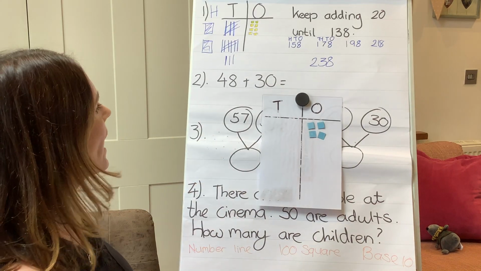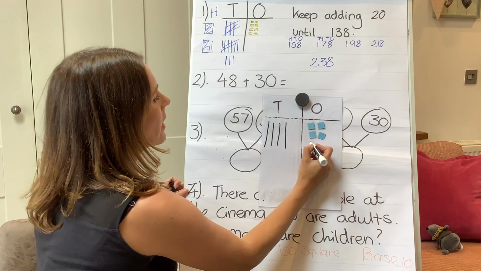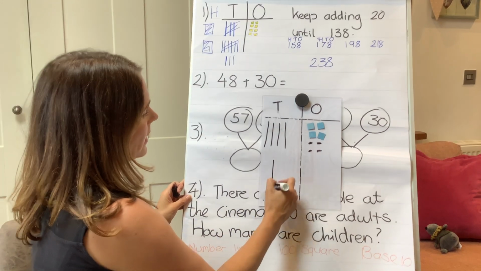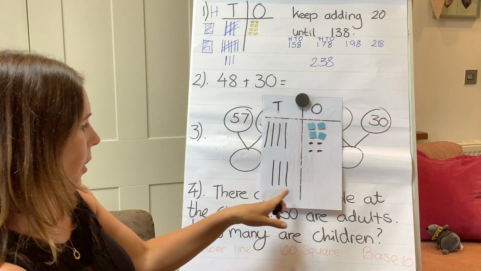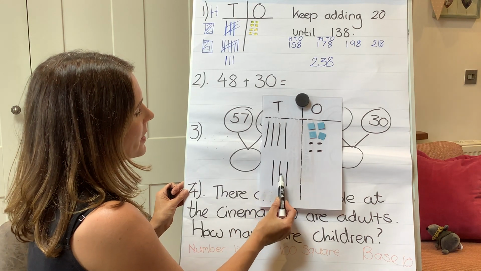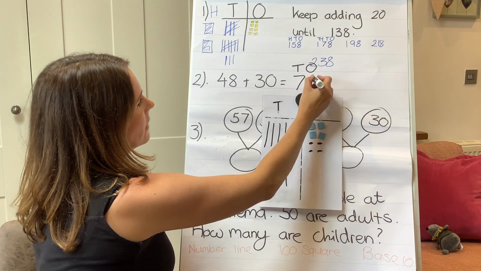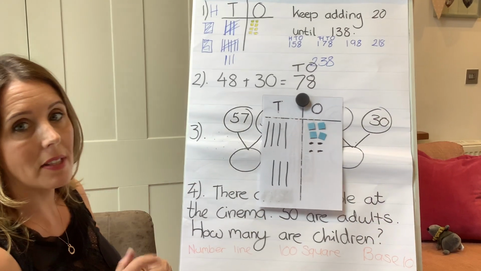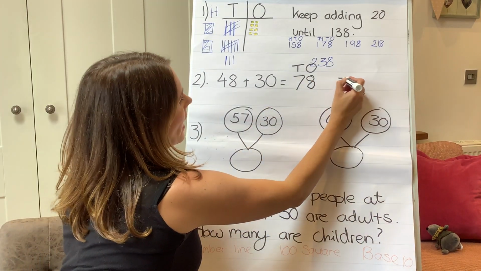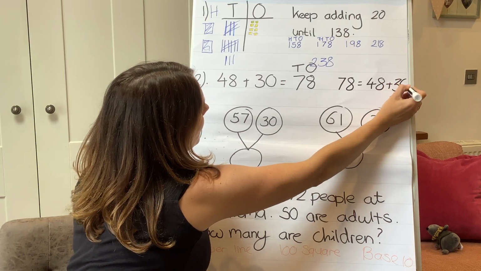Okay, so we've got 48, add on 30. So let's make 48 with tens and ones. We've got 4 tens and we've got 8 ones. So we can add on 30, 10, 20, 30. So 3 tens we've added on. What have we got now? We've got 1, 2, 3, 4, 5, 6, 7 tens. And we've still got our 8 ones, which gives us 78. So we could say 48 and 30 is 78, or we could say 78 is equal to 48 and 30.